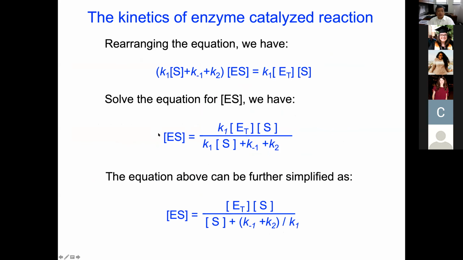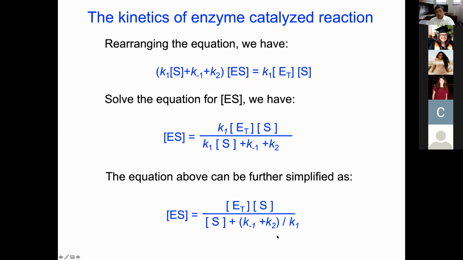So you see this is the ES, and we can divide this part by this part, and then we have the ES concentration. And of course, you can further simplify this equation by dividing each of these by K1. And then we end up with ES concentration equals ET, the total enzyme concentration, multiplied by the substrate concentration over substrate plus this constant, K minus 1 plus K2 over K1. So this is the constant.